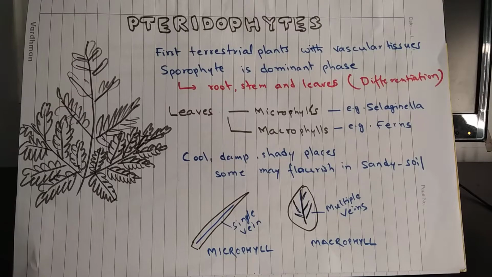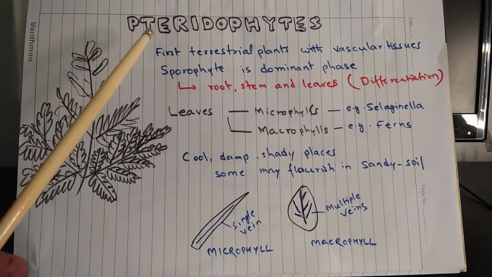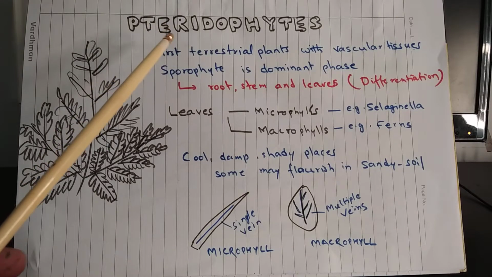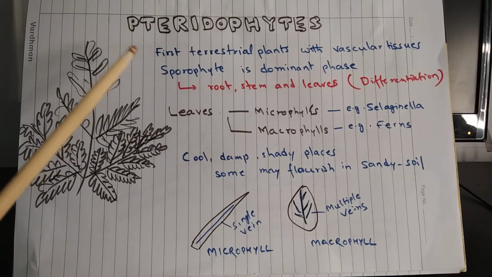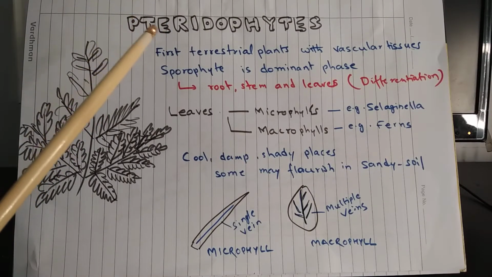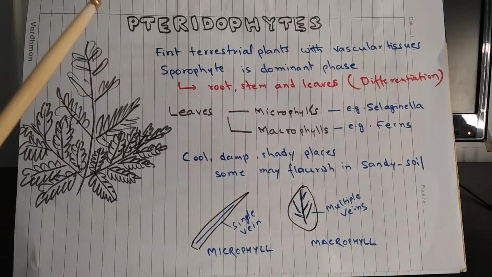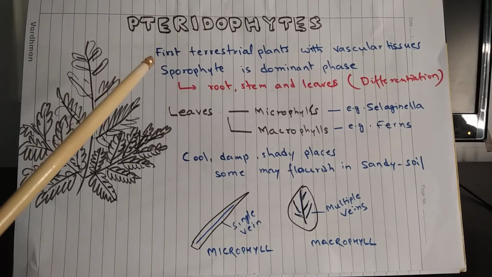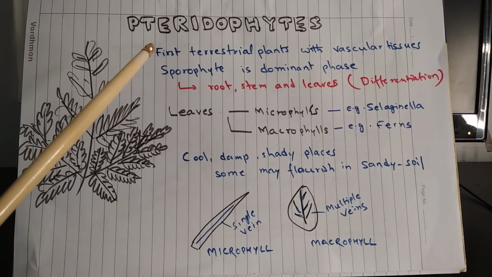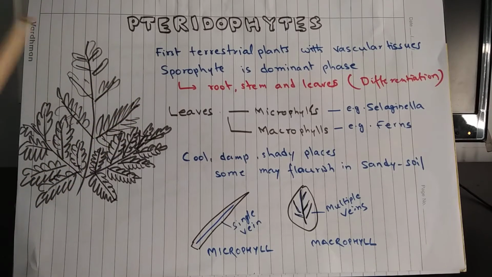In this lesson, you will learn about Pteridophytes. The ferns and horsetails are examples of Pteridophytes. Pteridophytes are the first terrestrial plants with vascular tissues, which means that xylem and phloem are present in Pteridophytes, which was absent in Bryophytes or in algae.